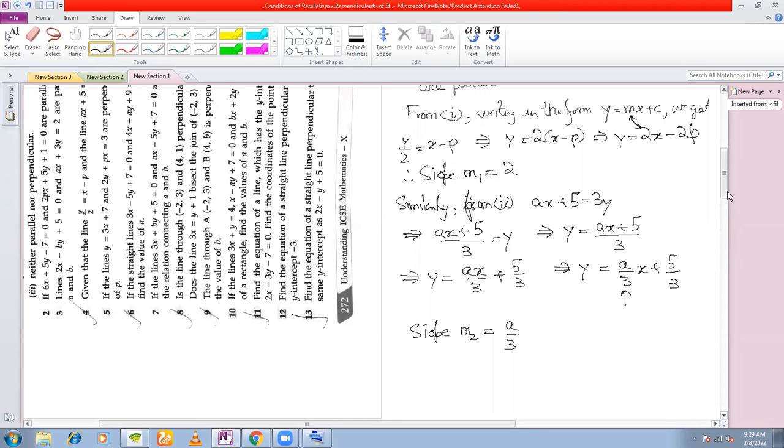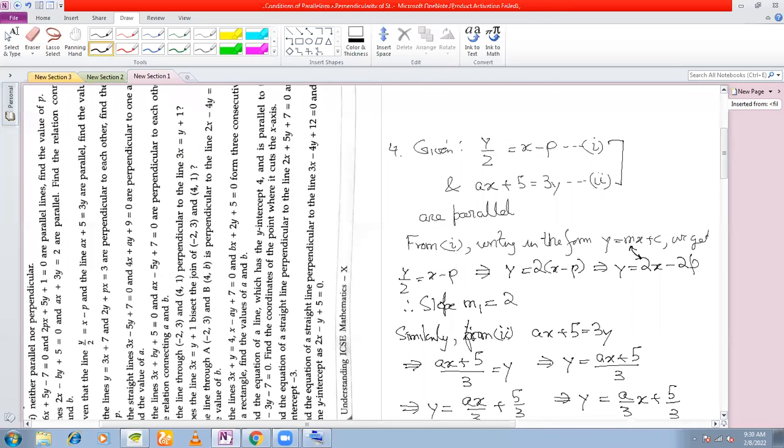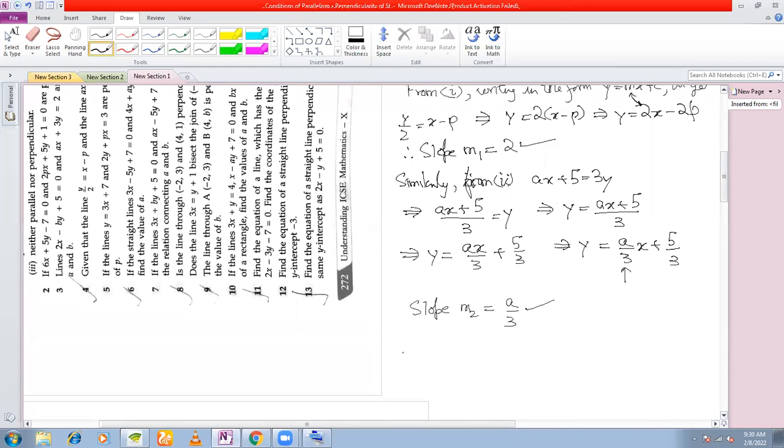Now these two straight lines are parallel to each other. The slope of the first we have got as 2, and the slope of the second as a by 3. Because they are parallel, their slopes must be equal. Therefore m1 must be equal to m2. m1 is 2 and m2 is a by 3, so you get a is equal to 6. That finishes this question.